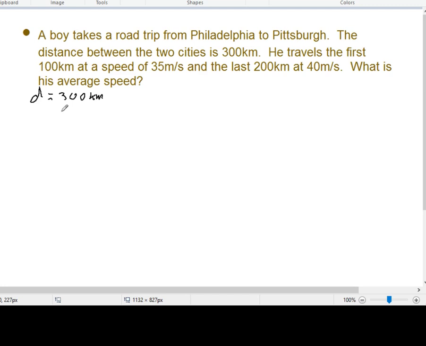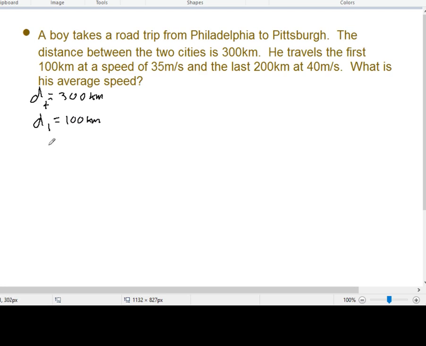He travels first 100 kilometers at a speed of 35 meters per second, and then the last 200 kilometers at 40 meters per second. What's his average speed? Well, let's see, we have two different distances then. So I'm going to call this distance total. I'll put a little subscript t there so I know that this d is the 300. The first leg of the trip, I'll call it d1, is 100 kilometers.